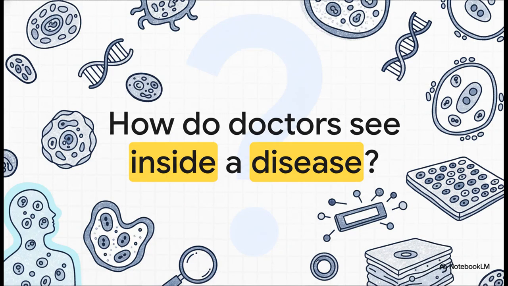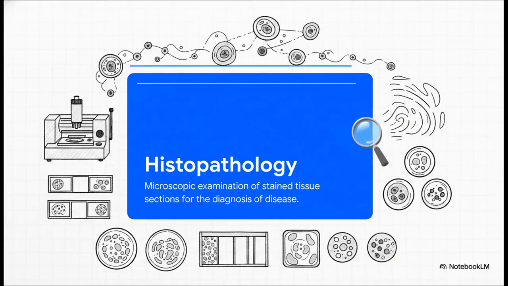So let's start with a really fundamental question, one that's at the heart of pretty much all modern diagnosis. How do doctors actually see a disease? I mean, really get a look at it on a cellular level? Well, for us, the answer is histopathology. It's this amazing field you're about to dive into, and it's this perfect blend of precise science and a bit of art. It's where technique and interpretation come together to reveal secrets hidden inside the body.